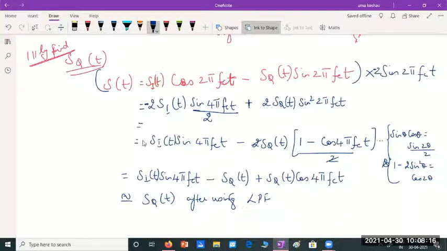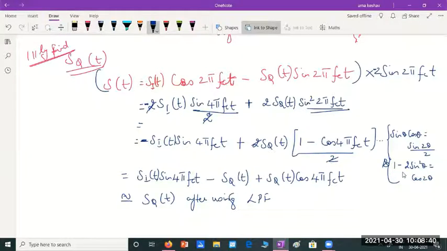I have the first term as negative. 2 and 2 cancels out here. So Si of t sin 4 pi fct. And in the second term, we have plus 2 SQ of t. Sin square theta can be written as what? 1 minus cos 2 theta by 2.